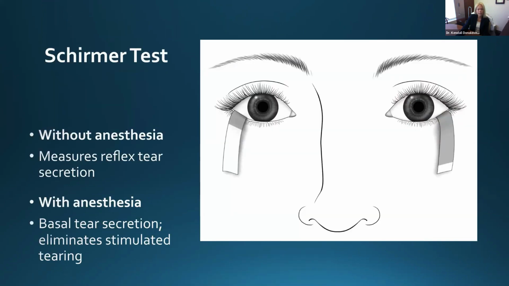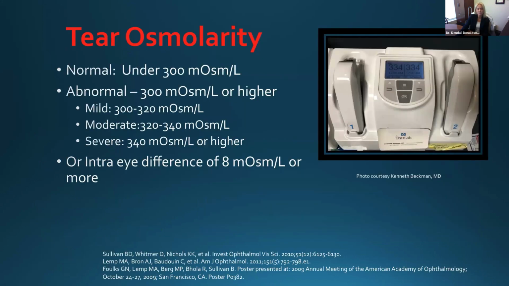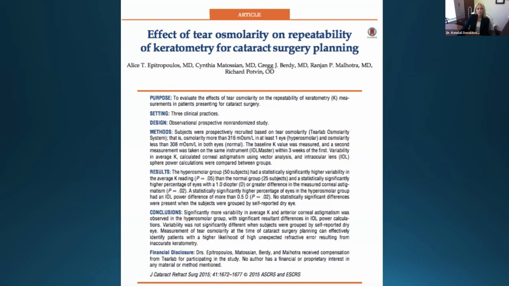The Schirmer test is a very simple way, not expensive, but it can help us really assess our patients preoperatively. We do tear osmolarity on all of our patients. Again, you have to invest in this device, but we find that there can be some irregularities with the results, so it works well when coupled with some of these other things. We use it along with the MMP9 and the OSDI.